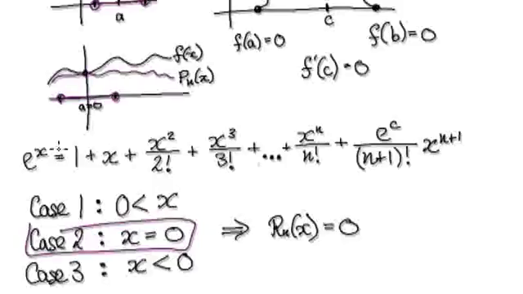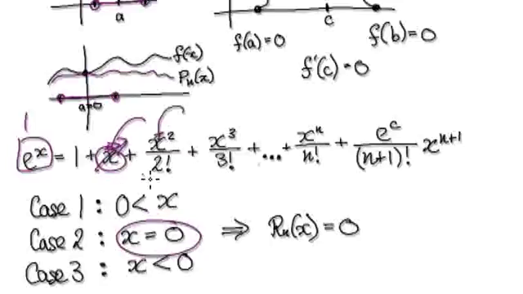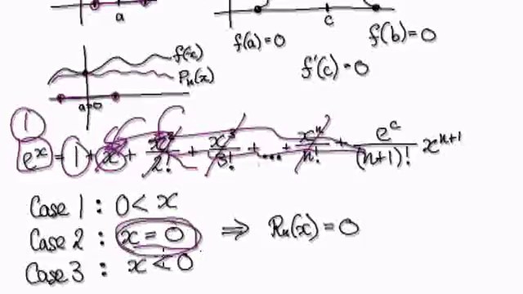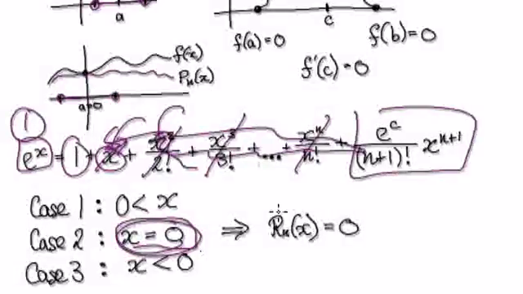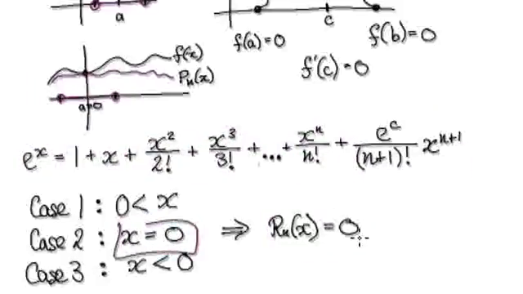It's the easiest one. When x equals 0, so when you put 0 into here, e to the power of 0 will be 1. So this thing here will be 1. When you put 0 into here, this will be 0. Everything else will be 0. So 1 equals 1. So in the case of when x equals 0, the remainder will be 0 because it works perfectly. This is 1 equals 1. So in case 2, when x equals 0, it works perfectly.